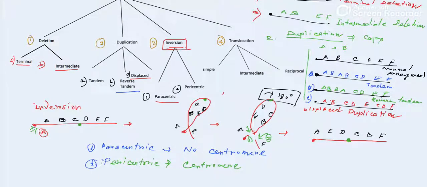If the centromere is present in this inversion, it is known as pericentric. If the centromere is absent in this inversion, that is called paracentric.